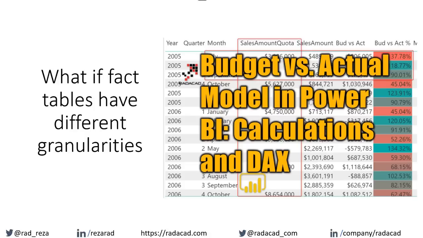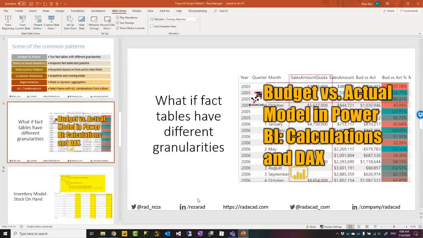The first pattern I'm going to explain is budget versus actual. The main thing about this pattern is that you have two different tables, two different fact tables, that are in different granularities. You cannot just join them to the same tables that you have. And I start this with opening the demo file for the budget versus actual.